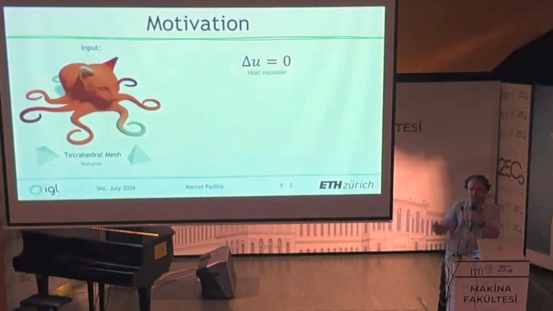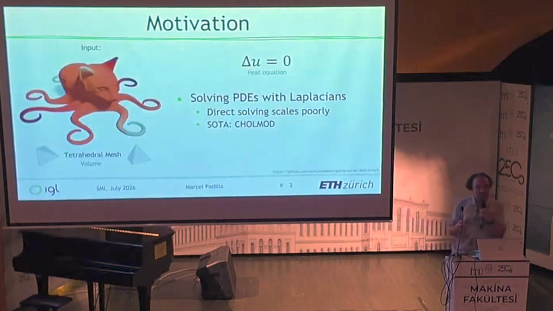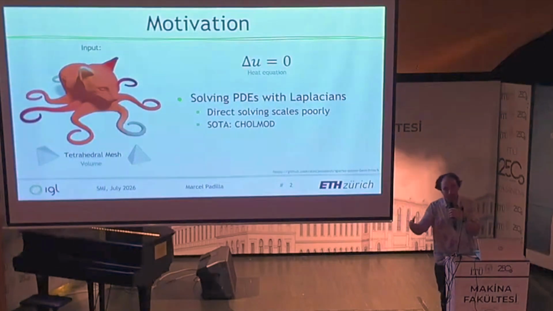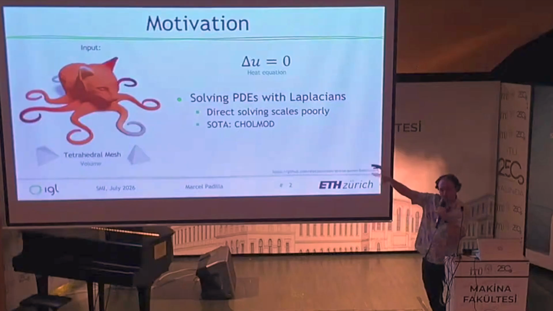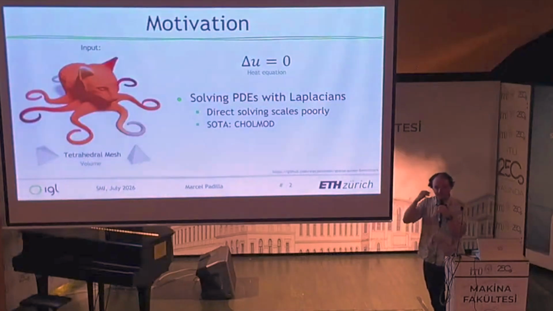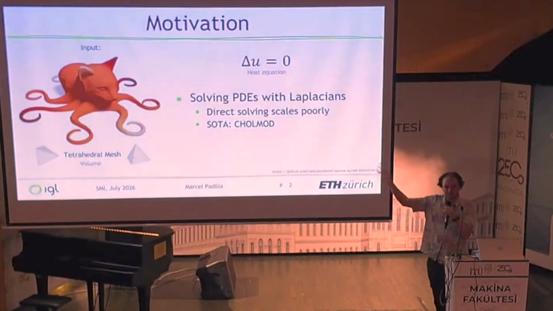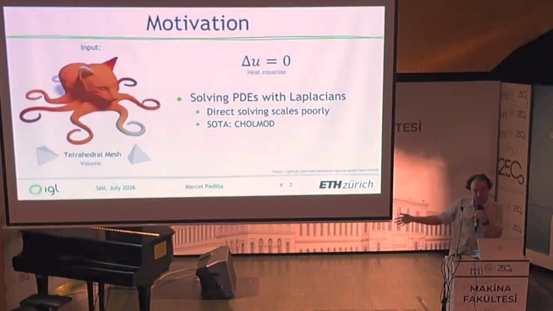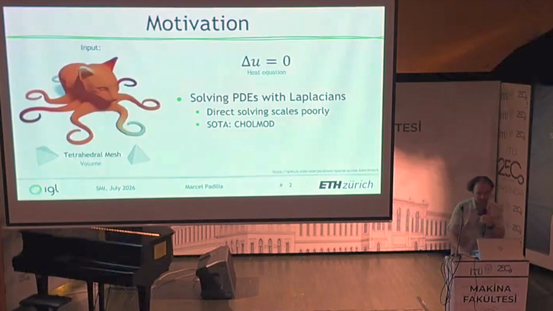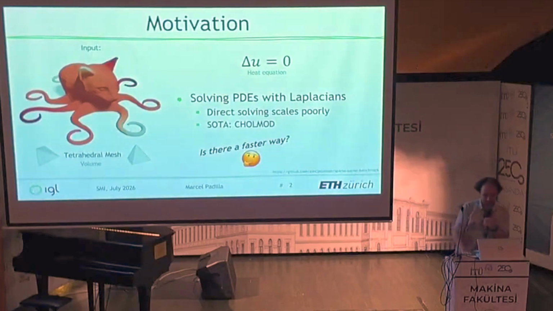And typically when you try to solve something like this, a PDE with a Laplacian on a volumetric mesh, you would instinctively first try a direct solver, but direct solvers scale poorly. And when you have volumes, you get a lot of vertices on the inside. So the scaling becomes quickly very expensive. And the state of the art that a lot of people use is called Cholmod, for example, a sparse optimized solver. But even that will struggle when the resolution goes into the millions. And the first question we have is, is there a way to do this faster? And there has been for a while.